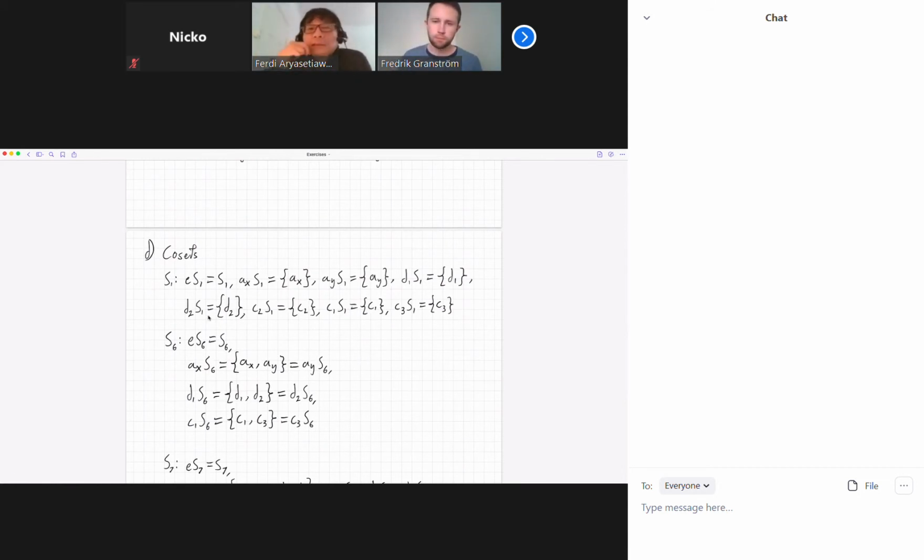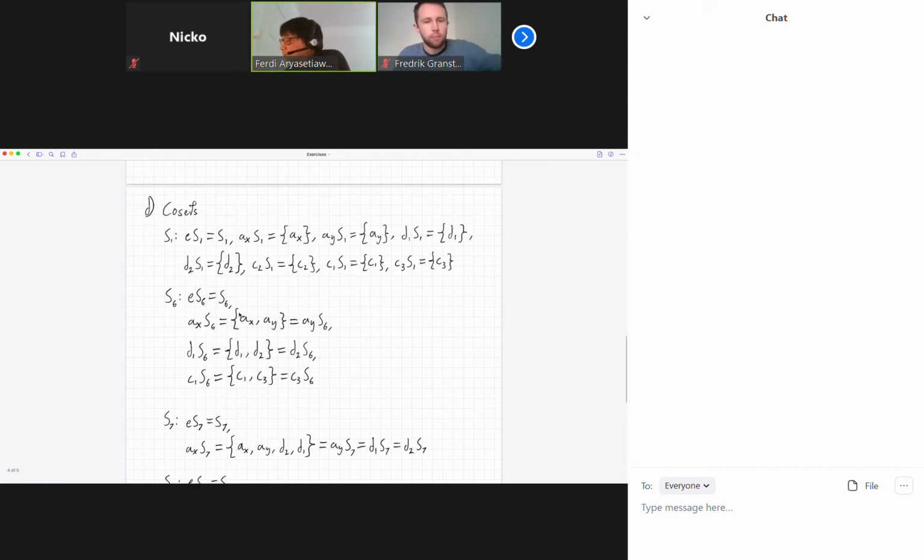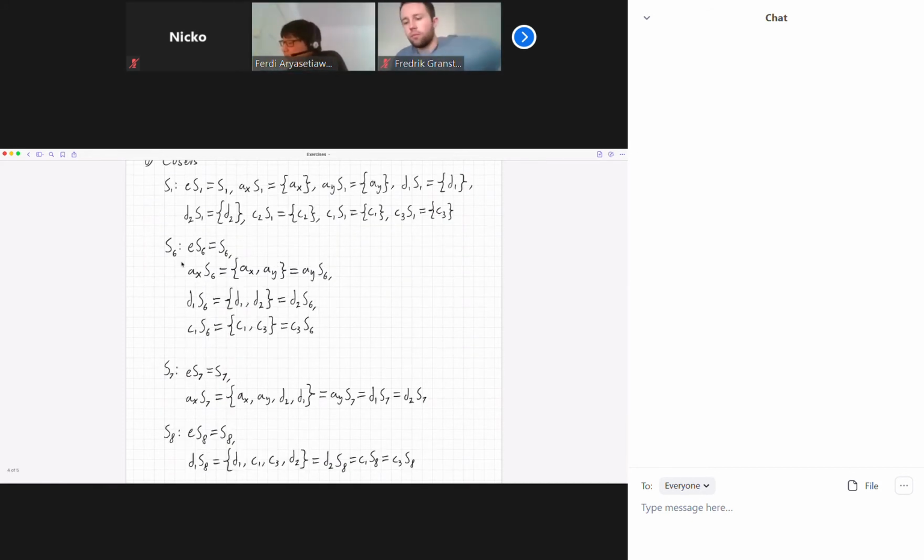From S1, we can obviously form a coset with every element, since it's just the unit element. So that was not very interesting. But for S6, if we multiply it by AX or AY, we get a coset of just AX and AY. And the same thing for the diagonal elements, and similarly for C1 and C3, since the unit element becomes one of them and C2 flips the other one.